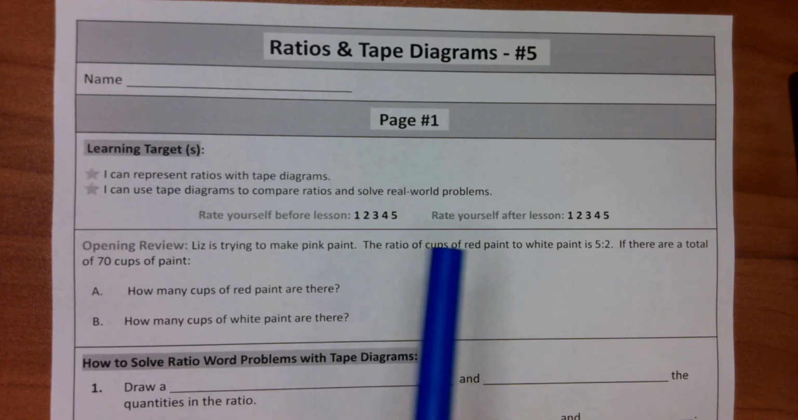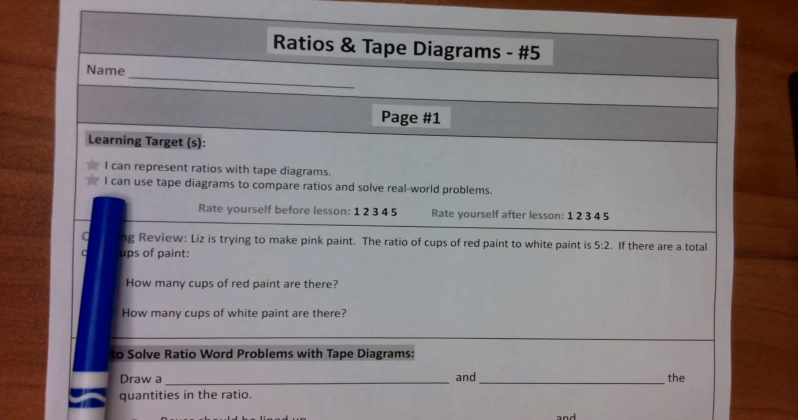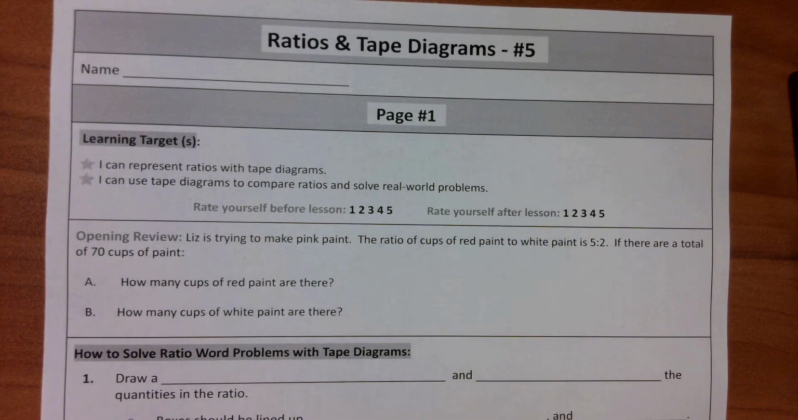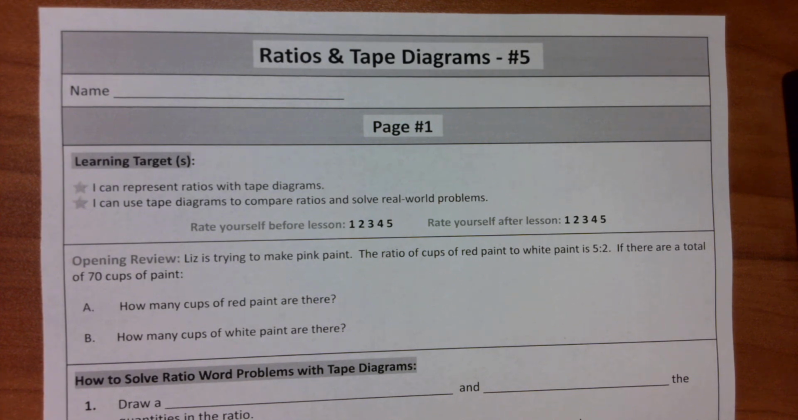Take a minute and rate yourself 1 through 5. How do you feel about these learning targets before we get started on the lesson? At the end of the lesson, we'll come back and rate ourselves again, 1 through 5, 1 being the least confident and 5 being the most confident. If at any point today's lesson is feeling too challenging, make sure to check out ratios levels 1 through 4.